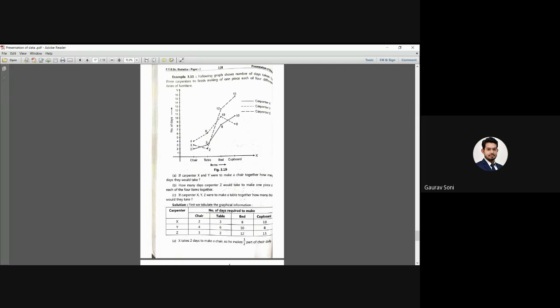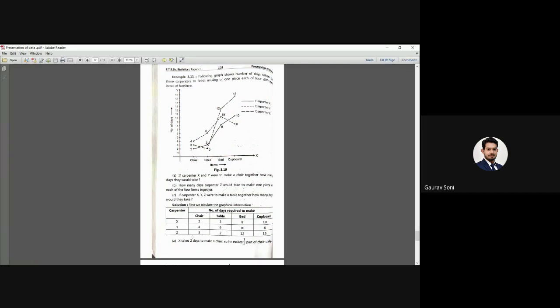So chair he made in 2 days, right? Then table he made in 3 days, bed 8, and cupboard 10. Right, so we have made a table. Similarly, for carpenter Y, he made a chair in 4 days, then table in 6, bed in 10, and cupboard in 8. And the last one, Z.